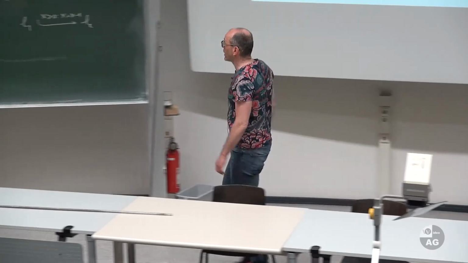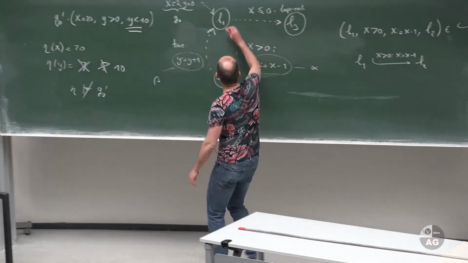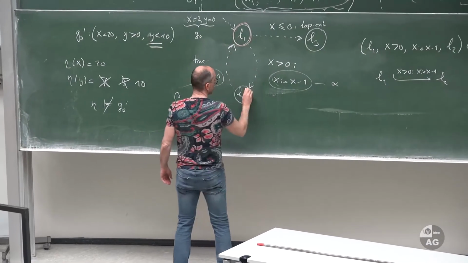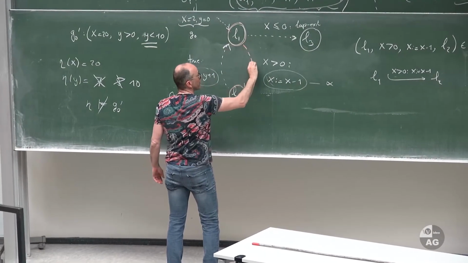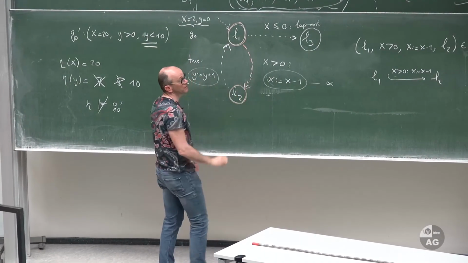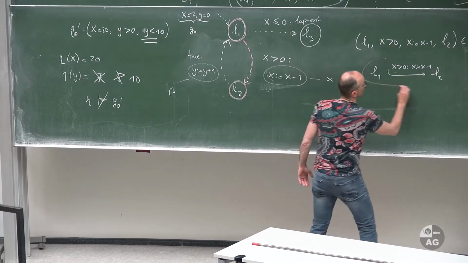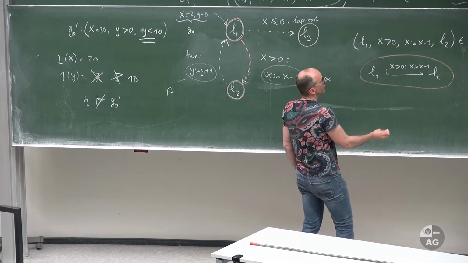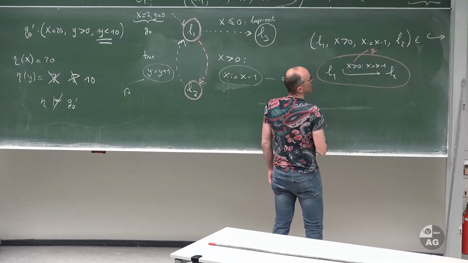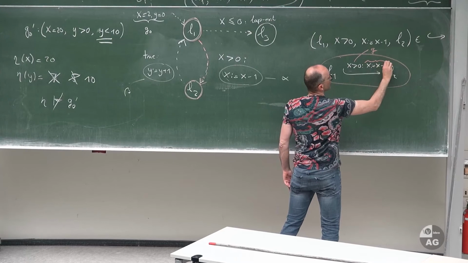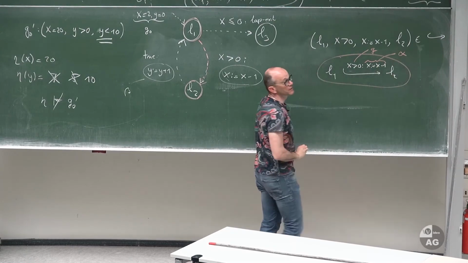In this graph, I move from L to L prime. I'm moving from L1, in my case, to L2. Let's suppose I take this edge. Okay? Good. So that means I'm going to take this edge. So in this thing, this is my guard. This x becomes x minus 1 is the action alpha, right?